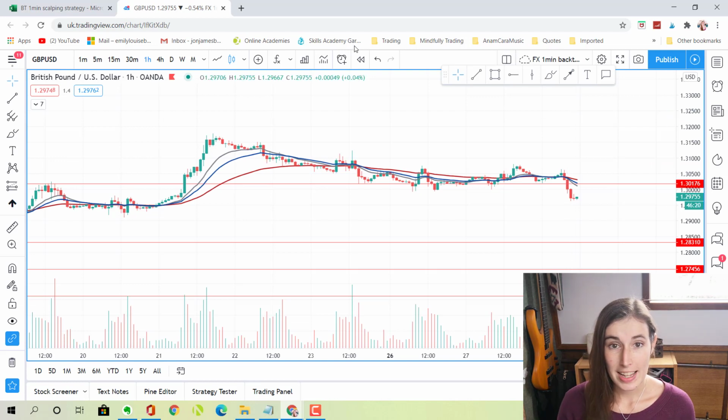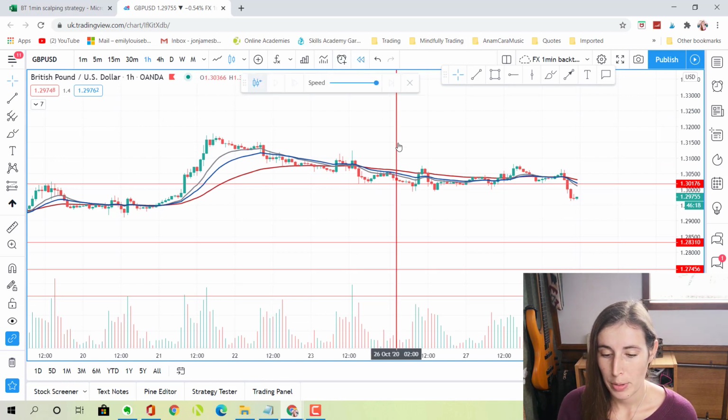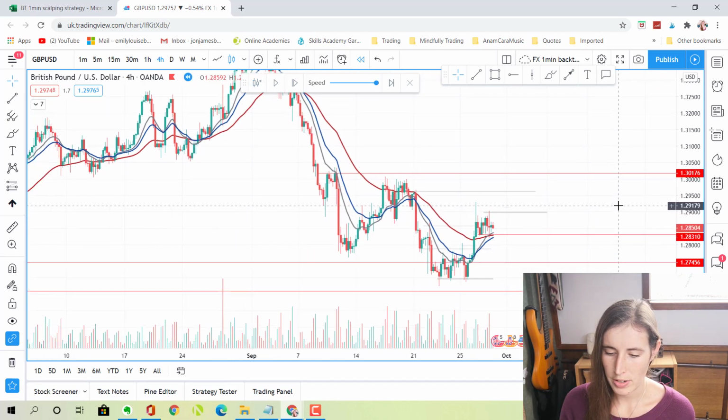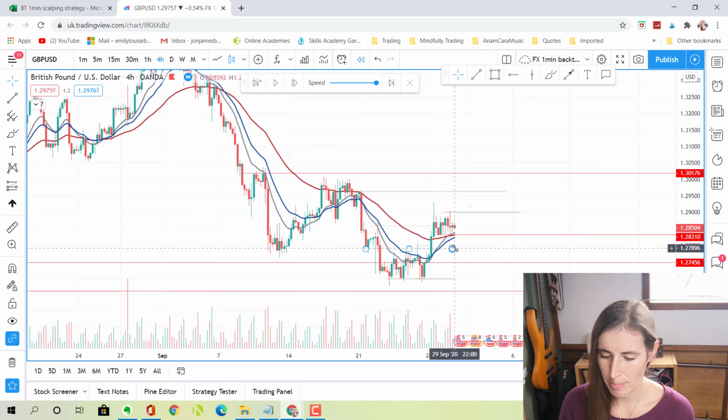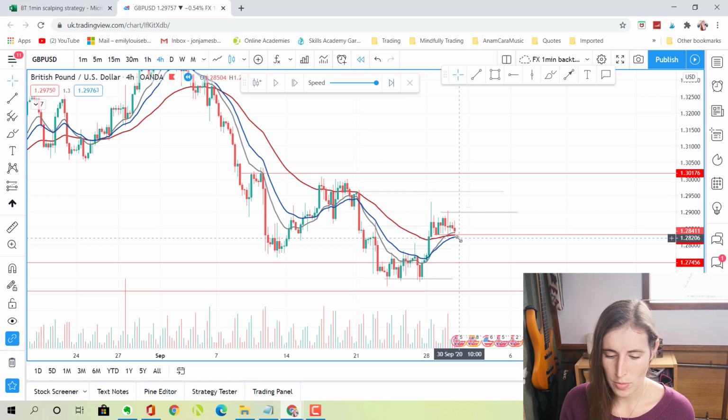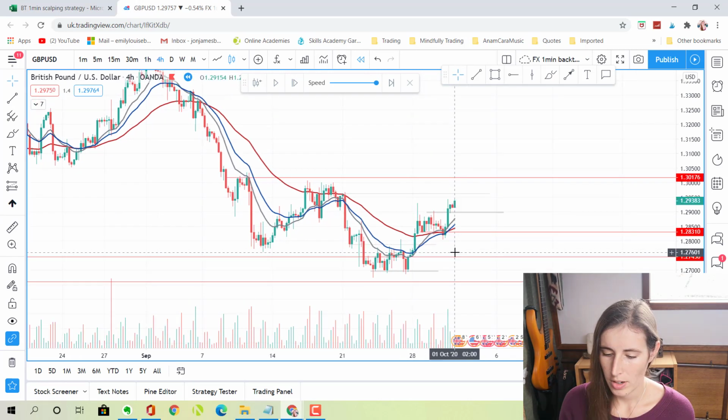So first things first, let's go back in time and find a point in the market where we can start taking some trades. Right, and so I'm just on the 4-hourly chart now. I've gone back to the 29th of September, so I believe that I did have backtesting information for this day, so I'm going to just zip through that now. Okay, so now we're starting on the 1st of October.